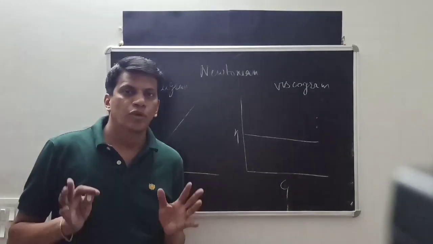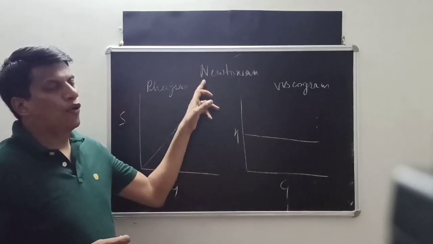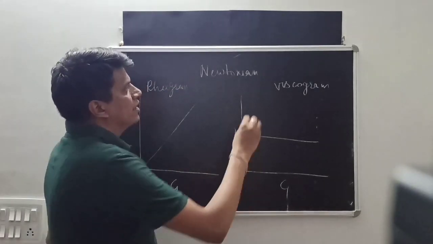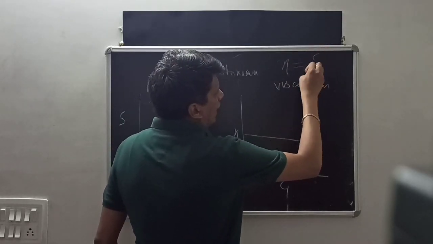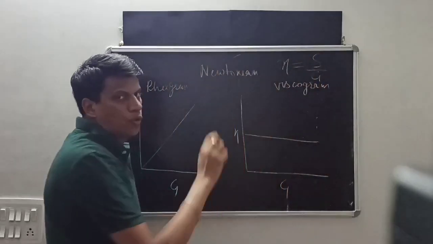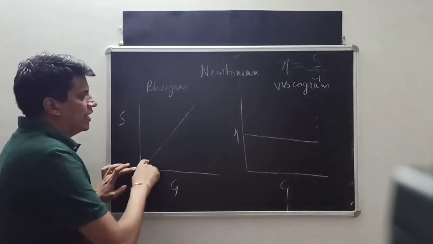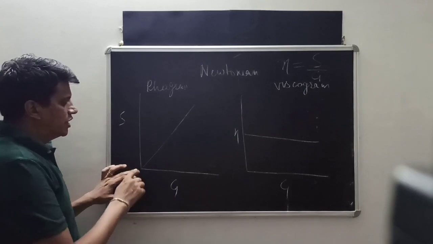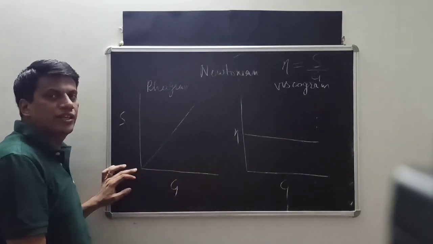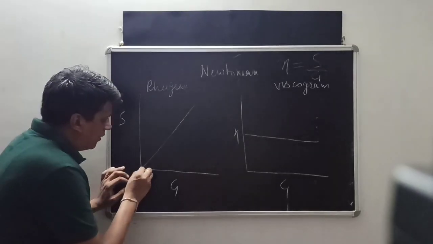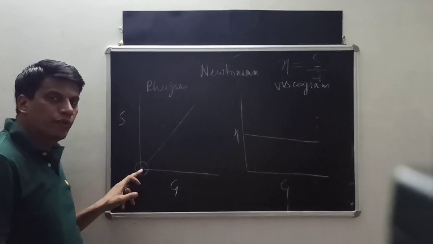So the first type is Newtonian materials. As I have told you, Newtonian materials are those which follow Newton's law. That is, the equation used for such materials is eta equals S over G, or stress over strain. Now, the rheogram for such materials is a straight linear line. This means with increase in stress, there is linear increase in the strain value. Very important point, the rheogram starts from the point of origin.